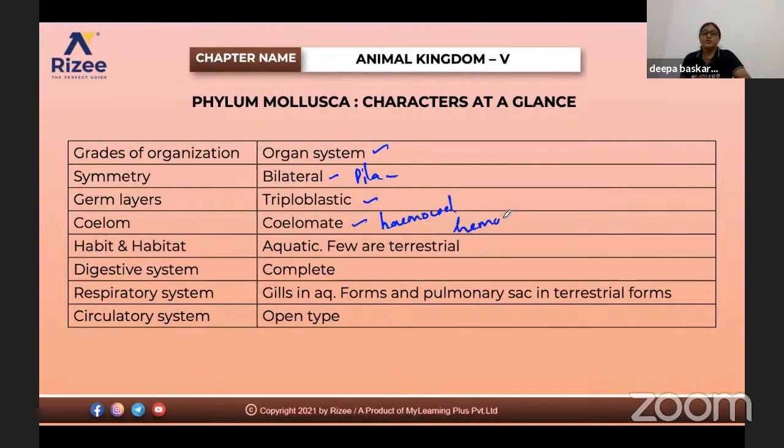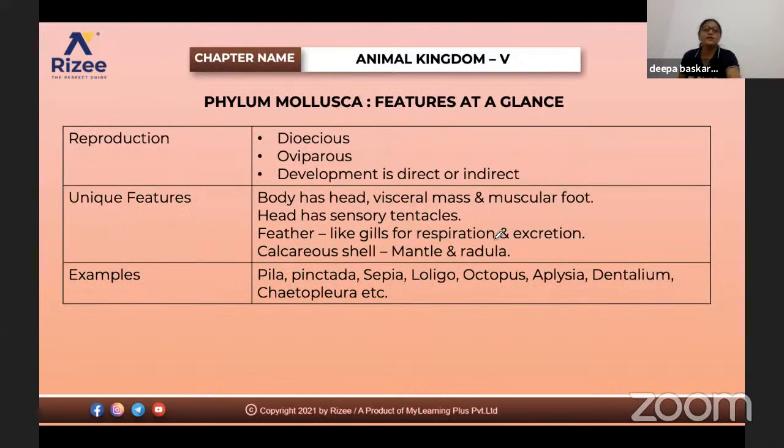So this can be written like this also. And again, aquatic, few are terrestrial. In aquatic, mostly marine, few are freshwater also. Digestive system is complete. Here you should remember the radula, a rasping organ. Respiratory system: gills in aquatic forms and pulmonary sac in terrestrial forms. Circulatory system is open type. Blood is poured into the hemocoel. Clear. Reproduction is dioecious, egg-laying animals. Development is mostly indirect and few are direct, so larval stages are there.